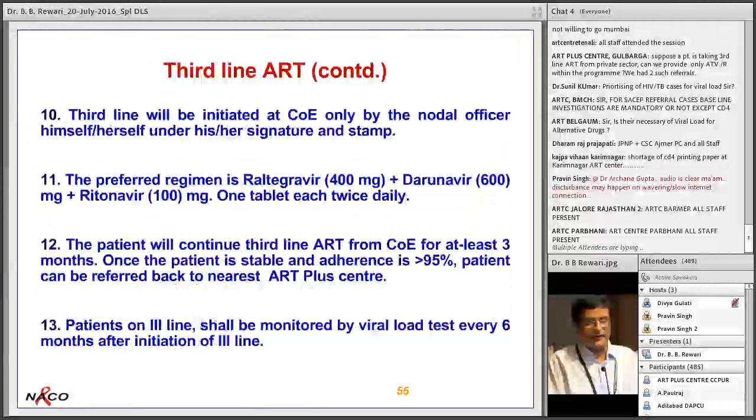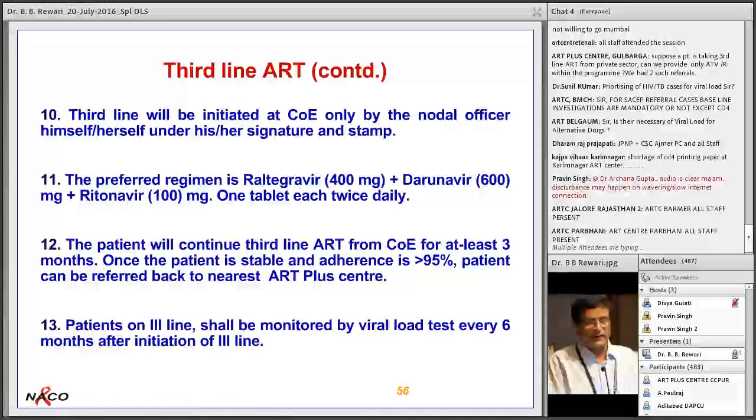Now these PLHIV will have to come to COE for third line. Third line will be initiated at COE only. This is like we started in 2008 on second line ART. What do we use in third line? We use 3 drugs. Raltegravir 400 mg, darunavir 600 mg, ritonavir 100 mg. All these tablets are to be given 1 tablet twice daily. We have raltegravir separate and darunavir ritonavir as a fixed dose combination.